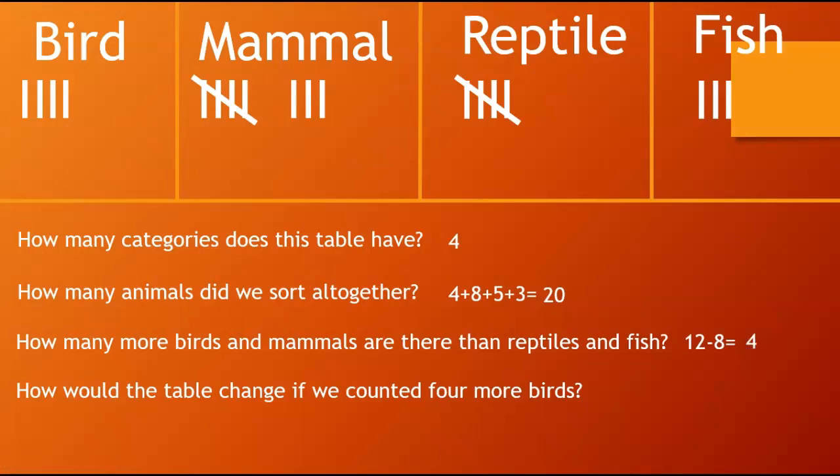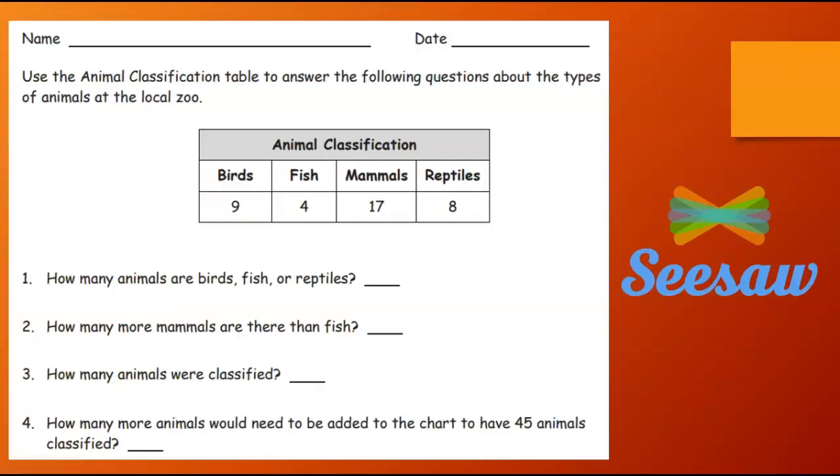Did you get 4? How did you solve this? I put 8 in my head and counted up to 12. So put 8 in your head, 8, 9, 10, 11, 12, and our answer is 4. So how could the table change if we counted 4 more birds? So how many birds do we have all together here? Well, let's go look at the birds here. Looks like we have 4. And how many are they wanting us to add? They wanted us to add 4 more. So 4 plus 4, what is 4 plus 4? 8. Good job.